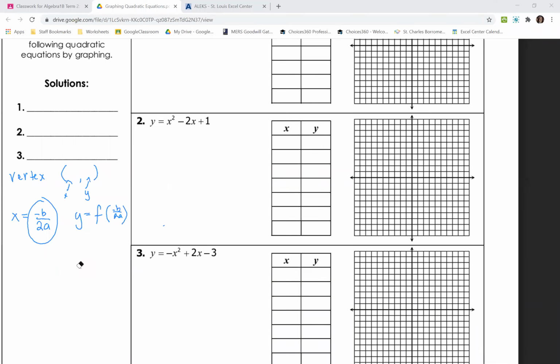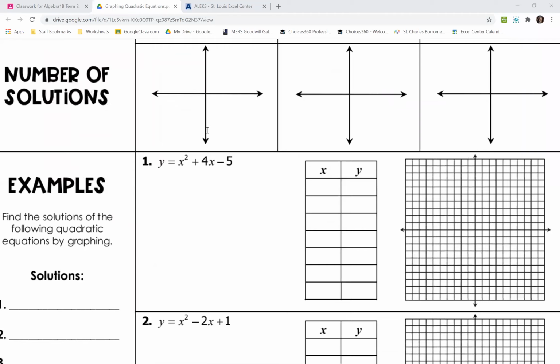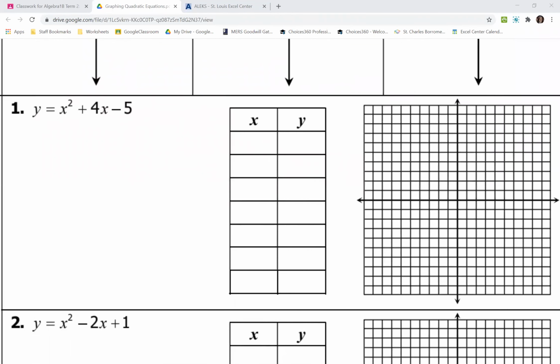Okay, so those are my 2 points. My vertex point is negative b over 2a, and then f of negative b over 2a. Sorry, that's kind of small writing. All right, so let's do a couple examples here. When we graph, the first thing I want you to do is find the vertex. I'm going to make this as big as I can.